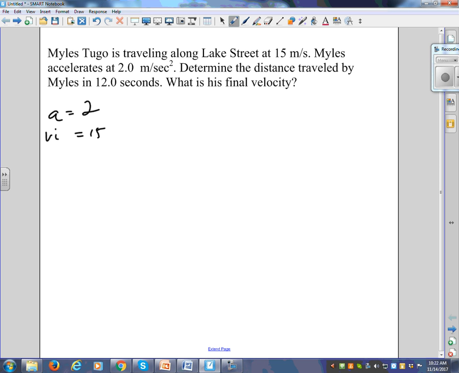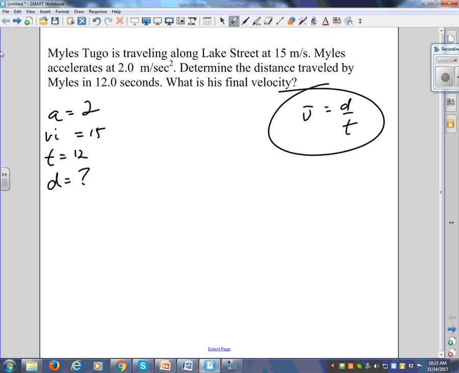Determine the distance traveled by Miles in 12 seconds. So our time is 12, and the distance traveled, we're solving for D. Now right away, grade 11 students should recognize, oh, I'm looking for the displacement. To find it, the only one that I can use that I have in my toolbox is the one with V bar in it. Do I have the average velocity? You do not.